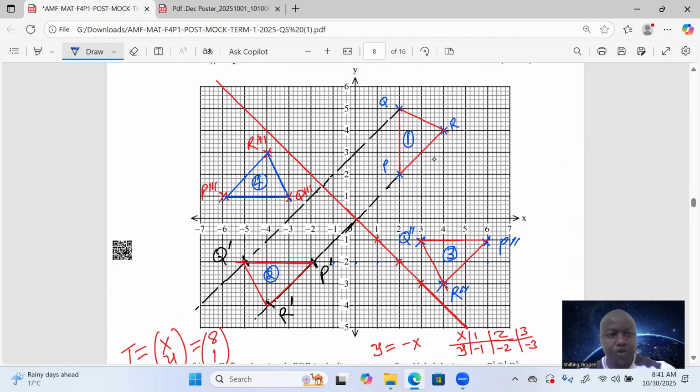Now we're supposed to join. If it's a Q, we join Q to Q prime, Q to the image of Q, like that. Then after that, we bisect this line that joins them perpendicularly. Let me bisect it perpendicularly.